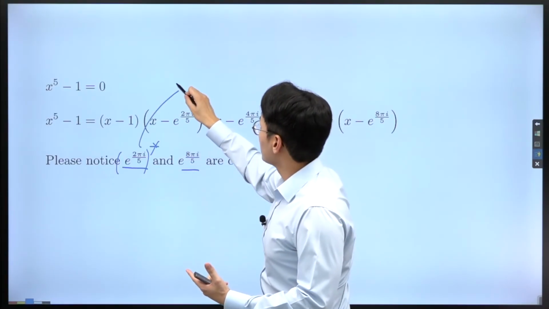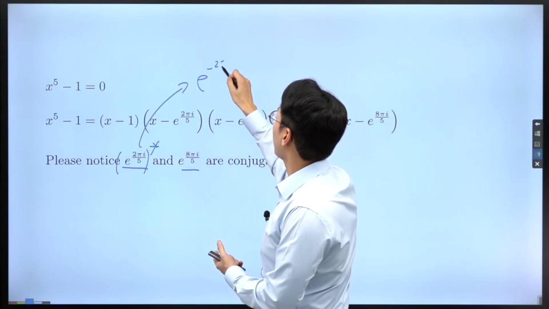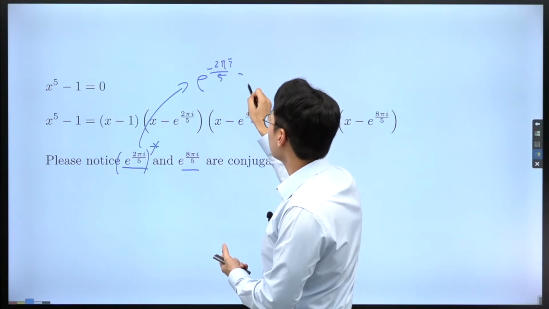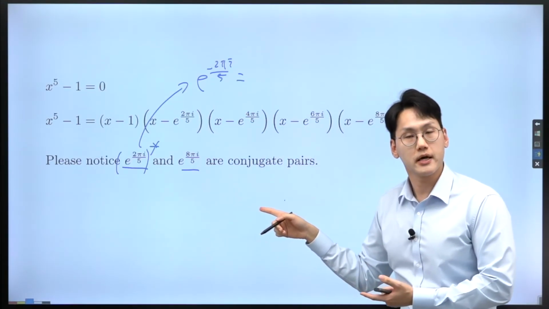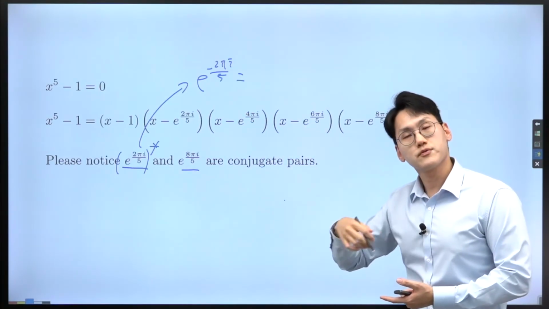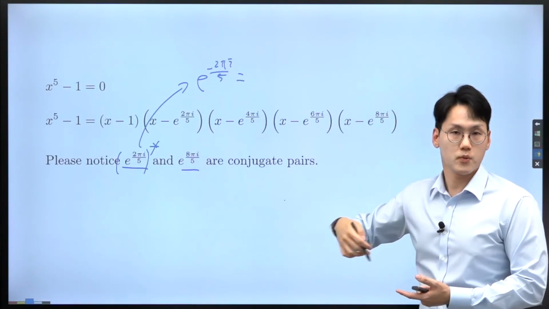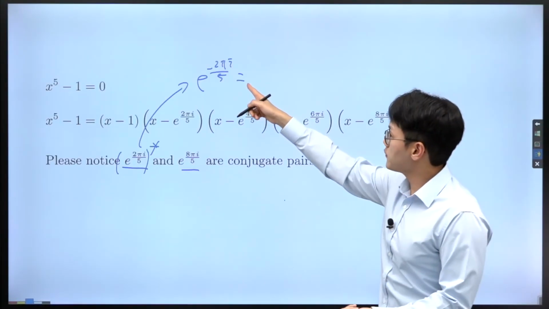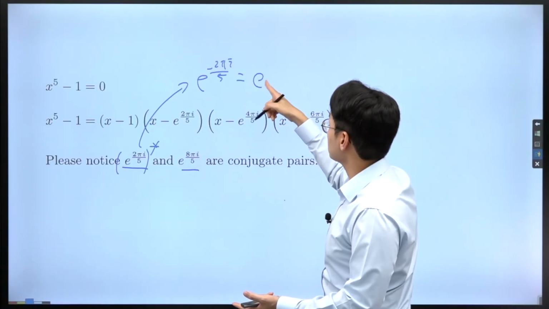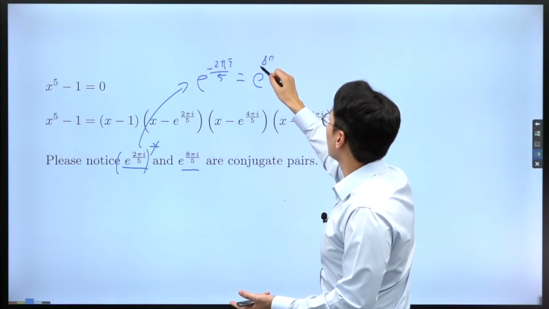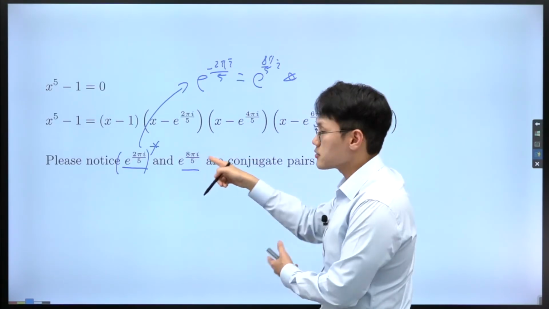So for that one, it would be simply just e to the power of negative 2 pi i over 5. Well, it doesn't look exactly the same as 8 pi i over 5, but you just have to rotate once. If I just take one circle, which is 2 pi, and add 2 pi on here, it will be the same as 8 pi over 5 i. So it's actually the conjugate pair.